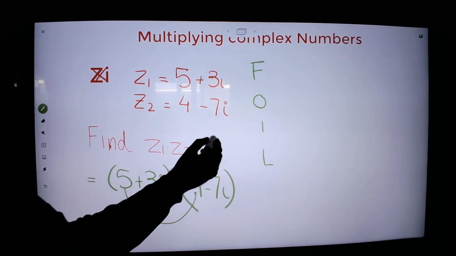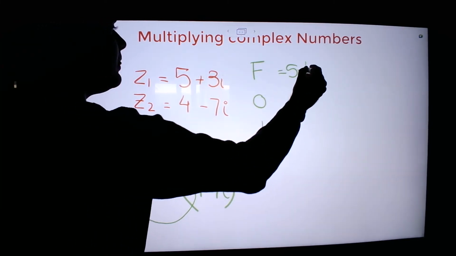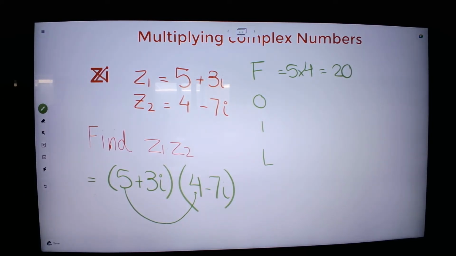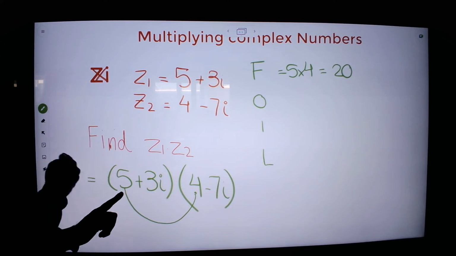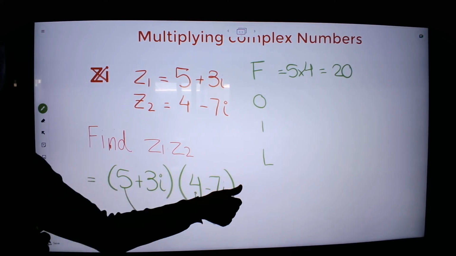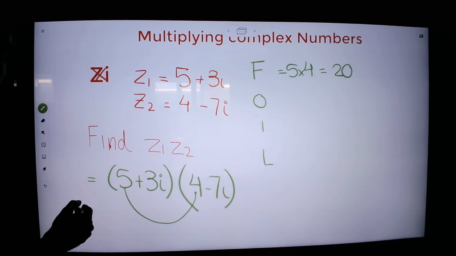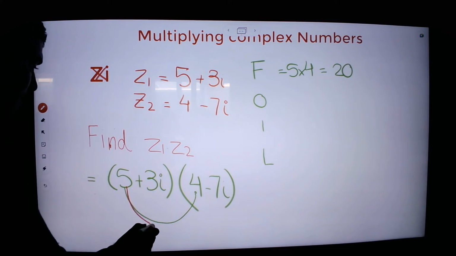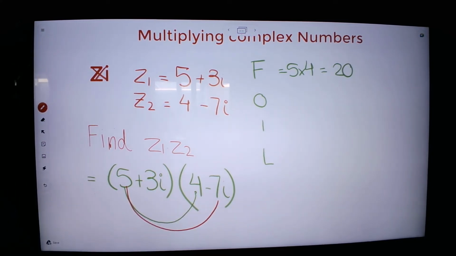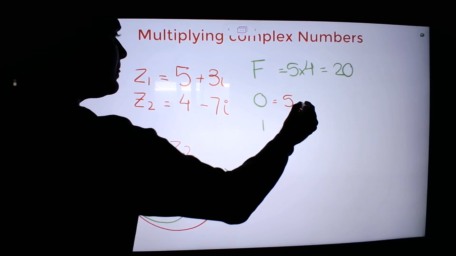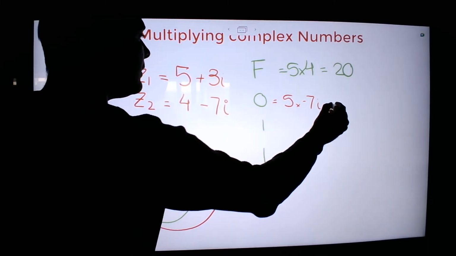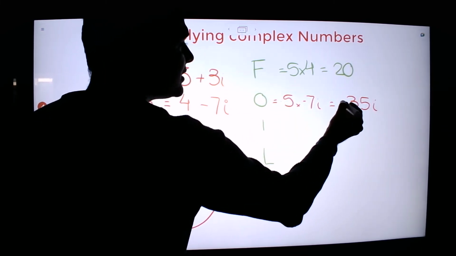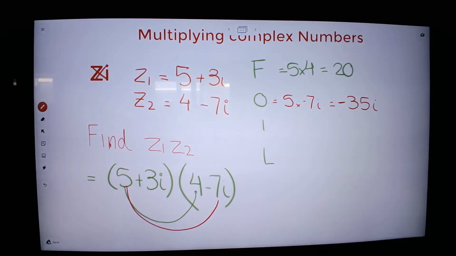5 times 4, which is 20. Then you multiply the outer. This is the outer of this bracket, and this is the outer for that bracket. So outer, 5 times minus 7i. What's 5 times minus 7i? 5 times 7i is 35i. Because signs are opposite, you will always get a negative 35i.